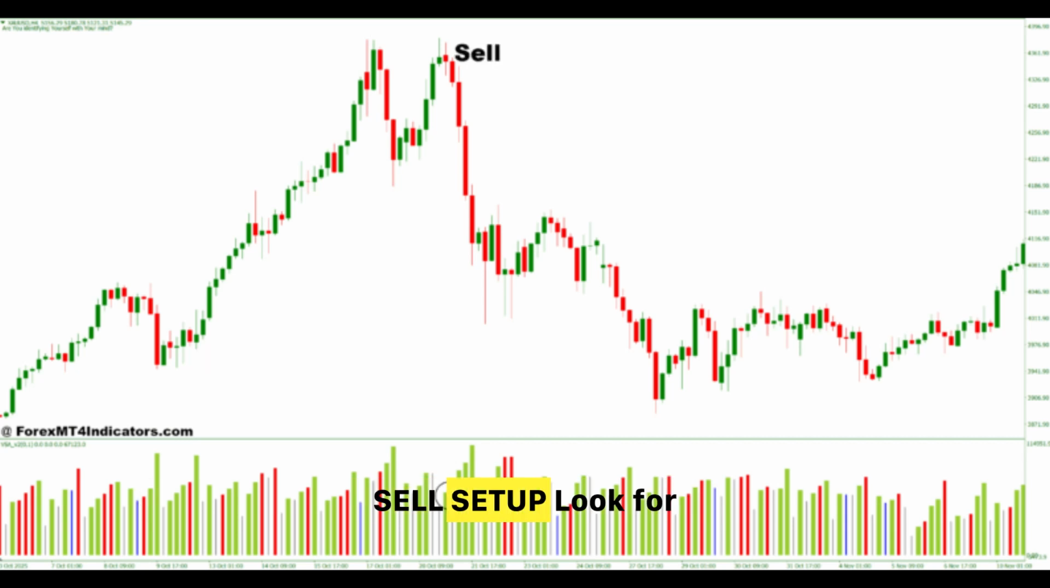Sell setup. Look for a downtrend or price approaching a major resistance zone. Wait for the indicator to show a bearish high-volume spike during a bearish candle or rejection wick. Enter the sell trade after bearish confirmation and increased selling pressure appear together.